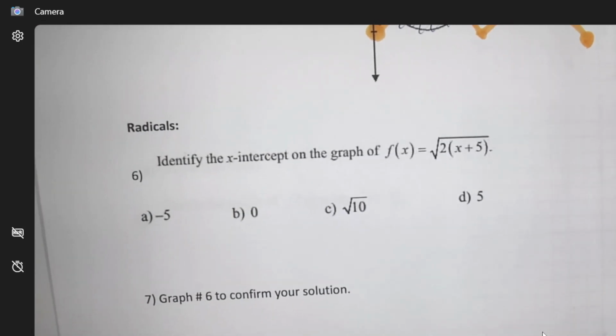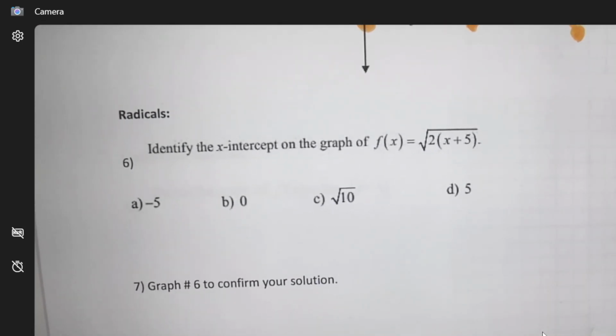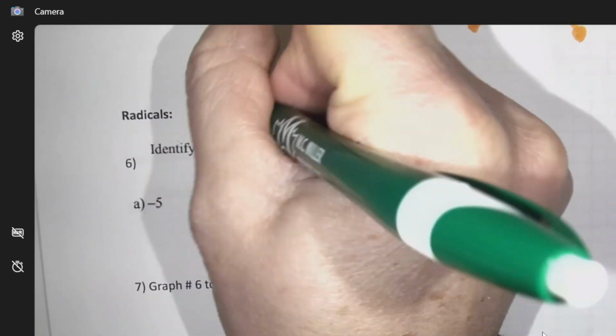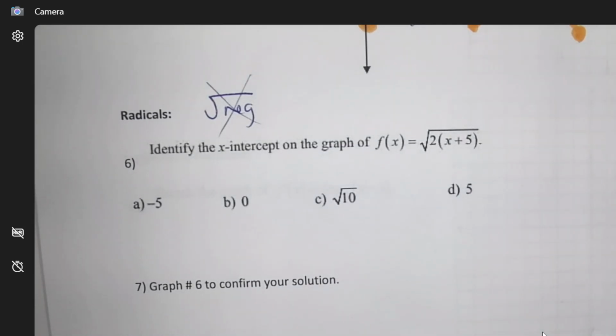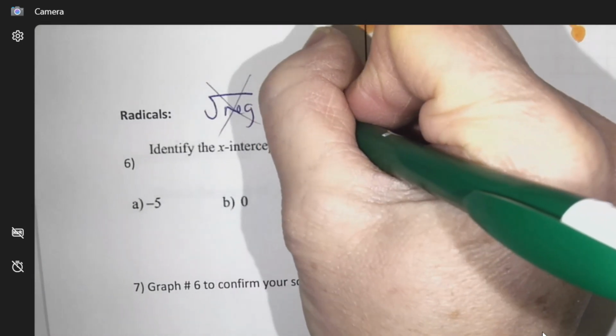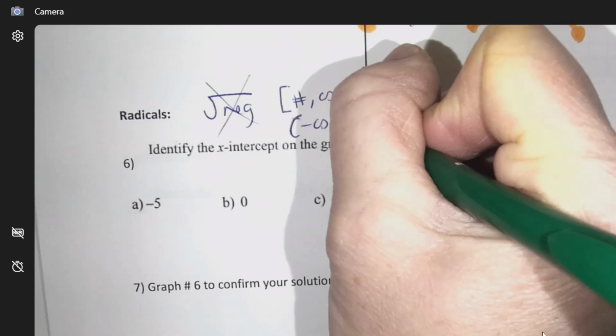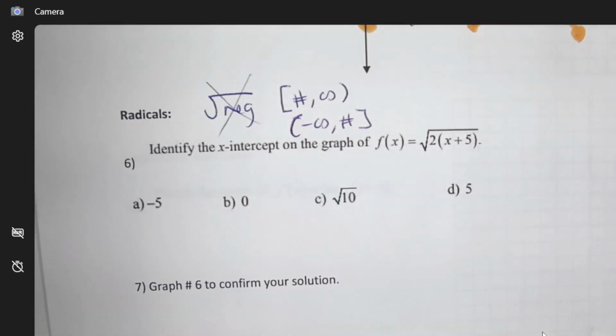Okay, radicals. When you do radicals, your domain and your range are always restricted because, right, we can't square root negative values. So your domains will always be either a number to infinity or negative infinity to a number. It's always a restriction like that, by the way. That's something to know about radicals.